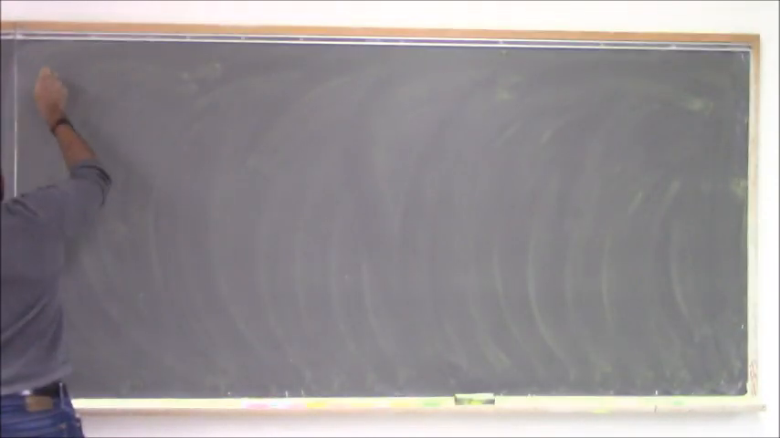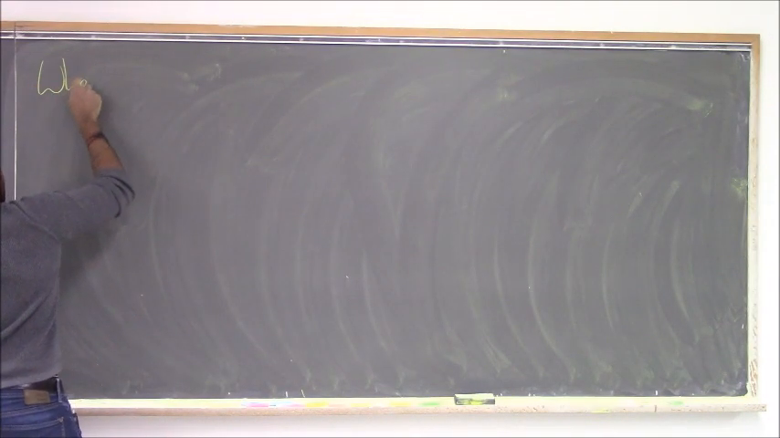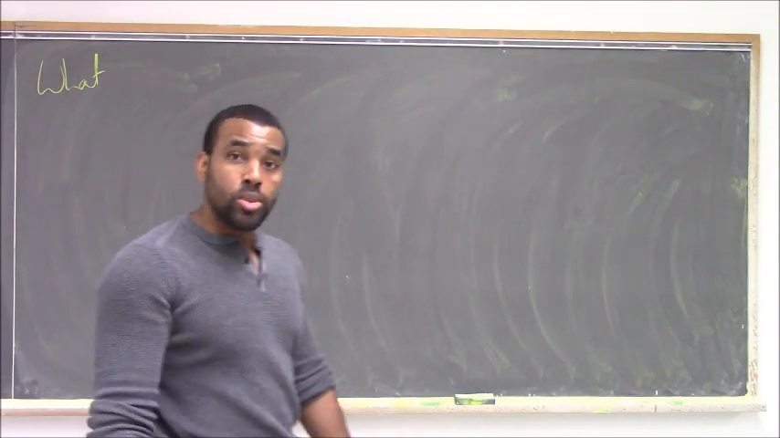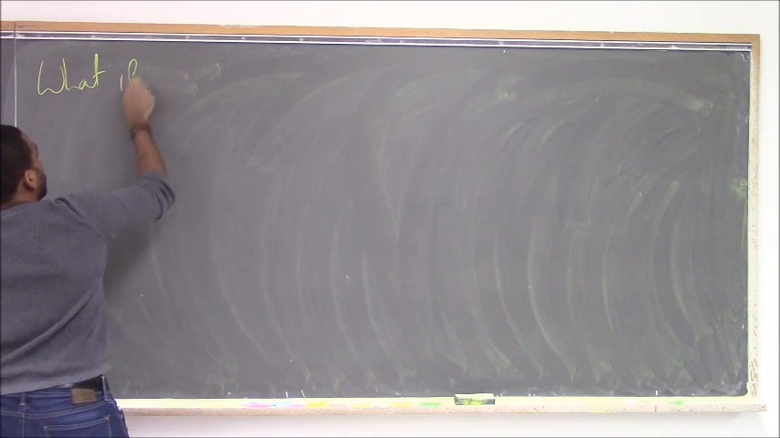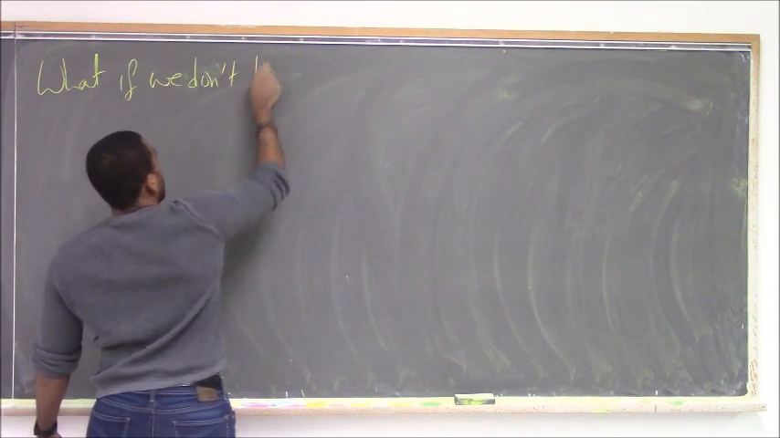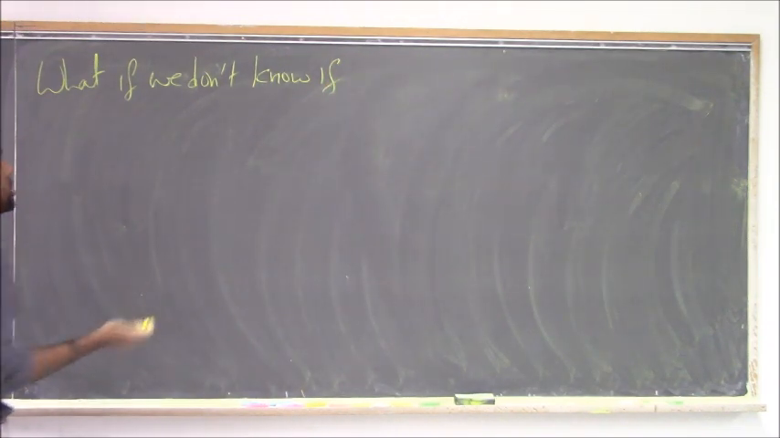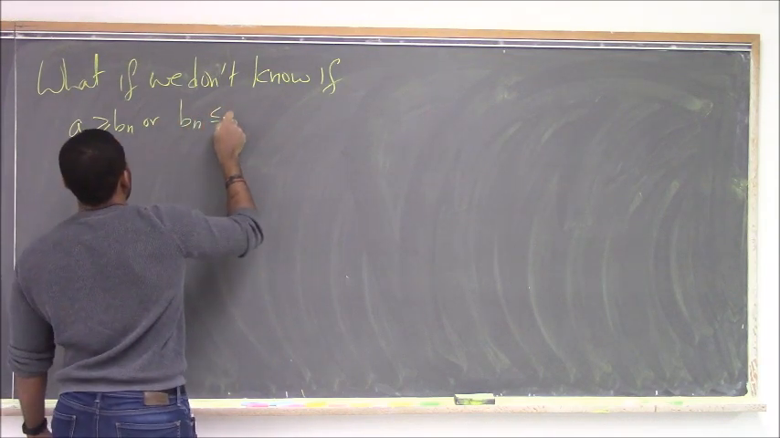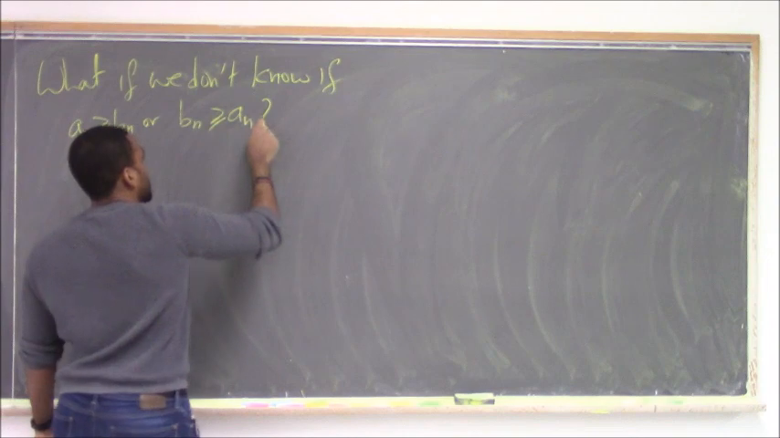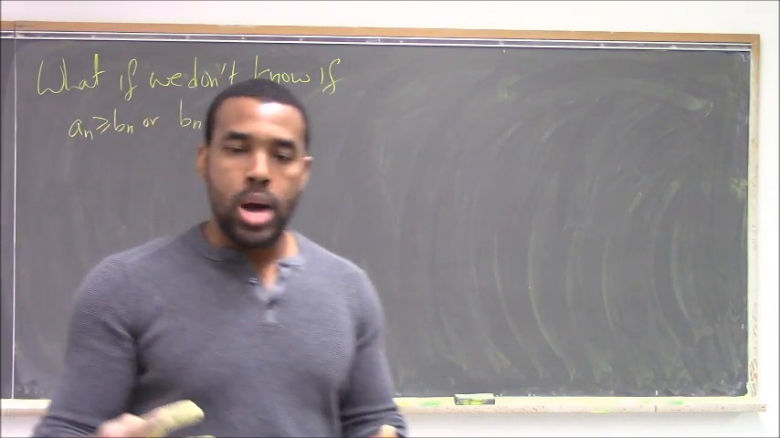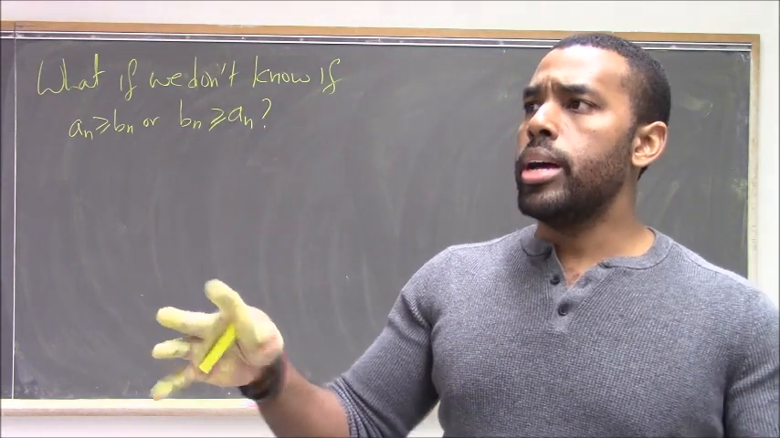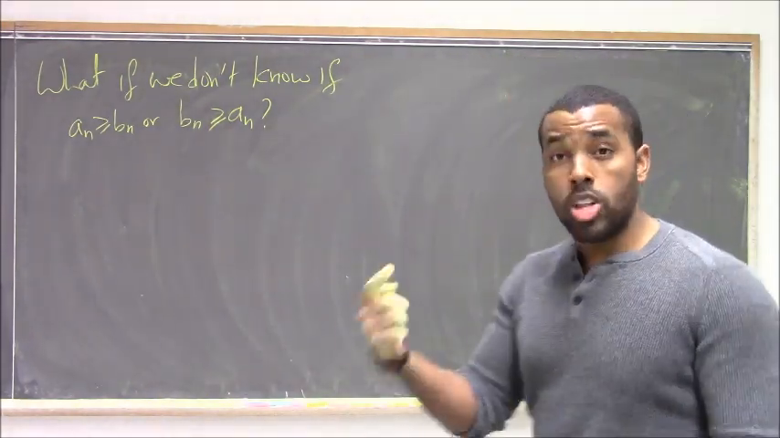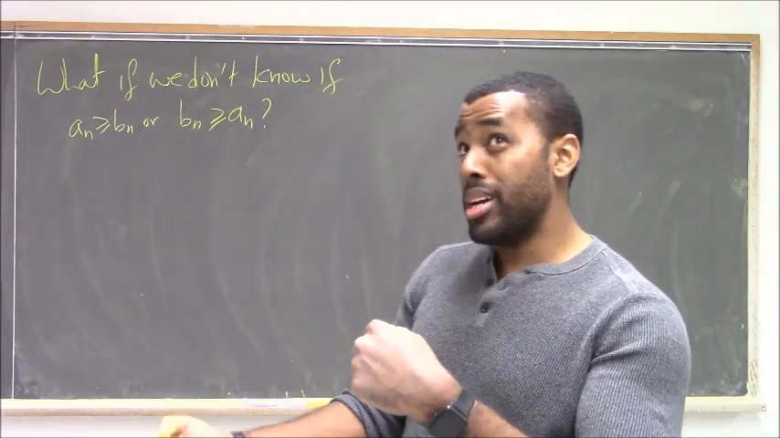So the next one is analogous to our other comparison test. What I want to talk about now is the limit comparison test. And just to remind you when this test was useful in the improper integral scenario, what if we don't know how the inequalities turn? If an is greater than or equal to bn, or bn is greater than or equal to an. For the direct comparison test, we have to know how the series compare to each other. We have to know who is bigger than who, so that if the larger one converges, we know the smaller one converges, and if the smaller one diverges, we know the larger one diverges.